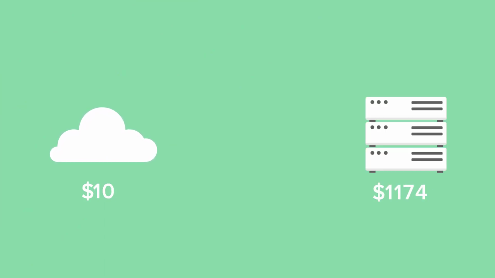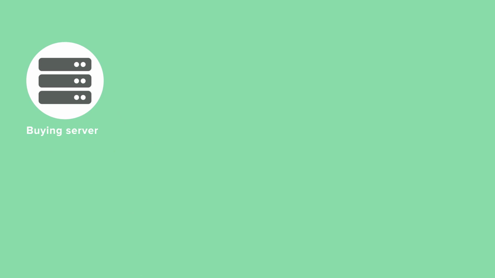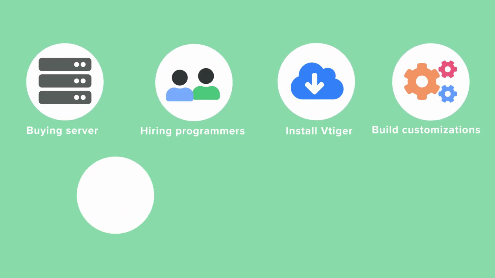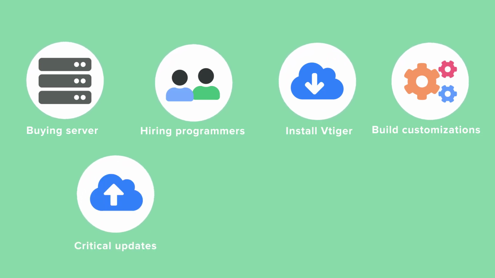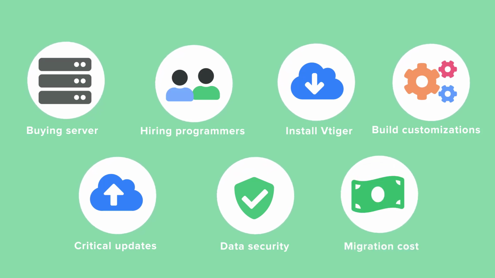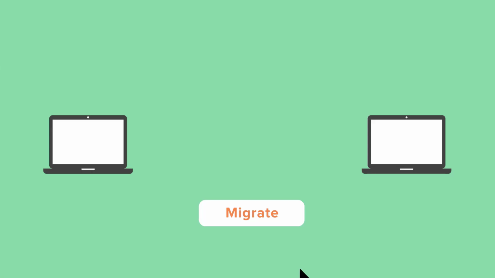However, with Vtiger open source, costs can quickly add up to thousands of dollars due to costs associated with buying a server, hiring programmers and IT resources to install Vtiger, build customizations, patch critical updates with fixes and enhancements, and manage data security and backups. You will also have data migration costs when you switch from another CRM. With Vtiger Cloud, switching CRMs is easy and economical, with features to migrate your data with just a few clicks.